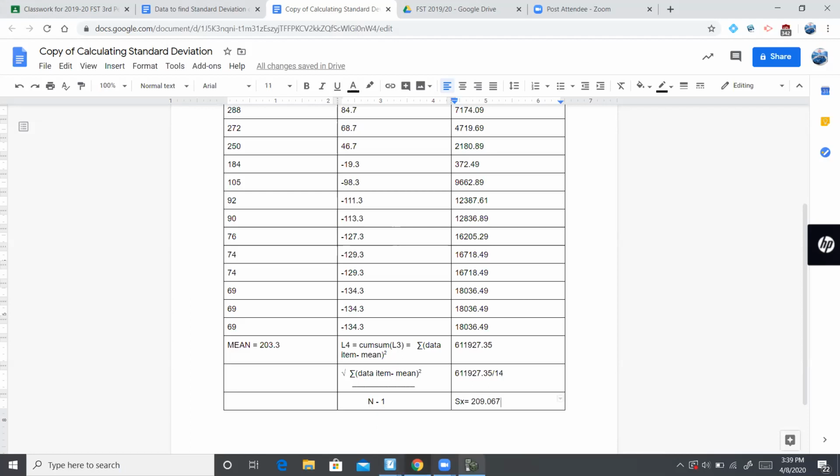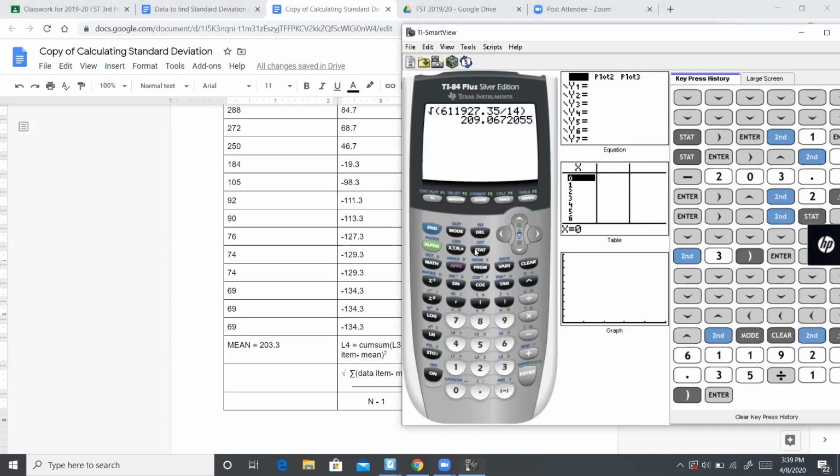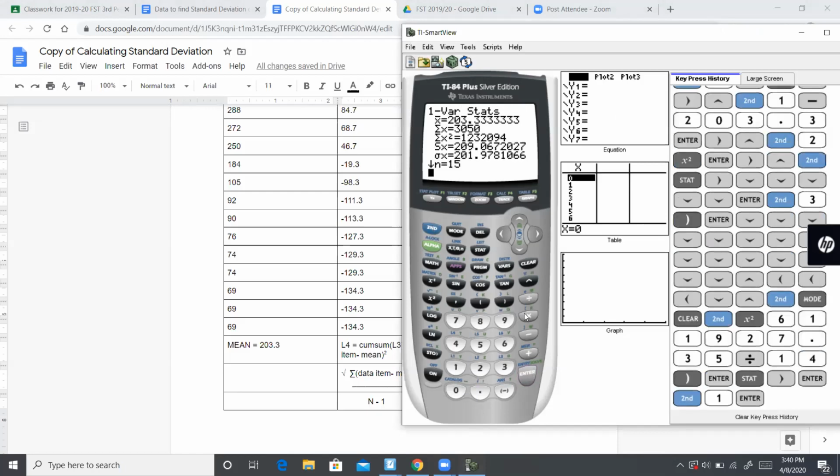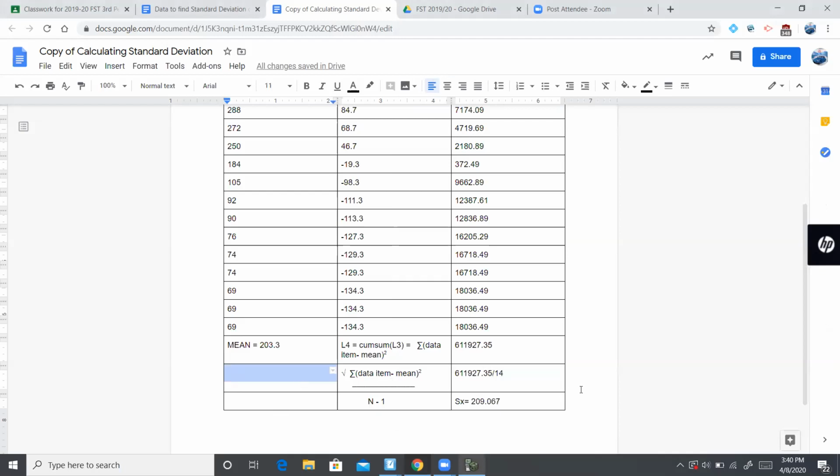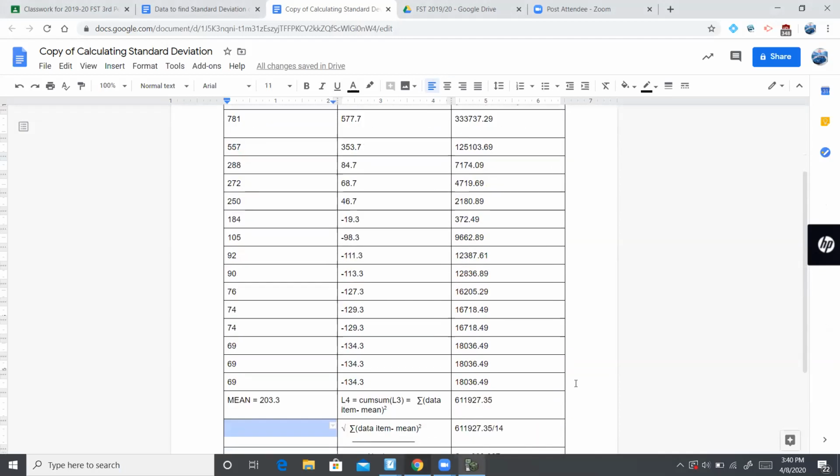Now, let's check and see if we did this correctly. So what we're going to do now is go to stat, and go to calculate. We're going to go to our one variable again. We're going to look at L1, and press enter. Now, I want you to look at this. The mean was 203.3. I'm going to scroll down here and take a look at this. Sx, right? Standard deviation, and check that out. 209.067. That's exactly what we came up with when we did this by hand. Okay, so that's how we find what's called standard deviation, all right?